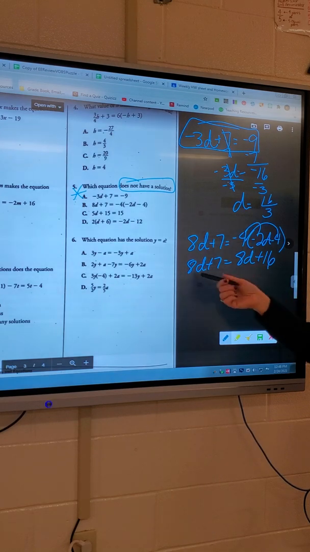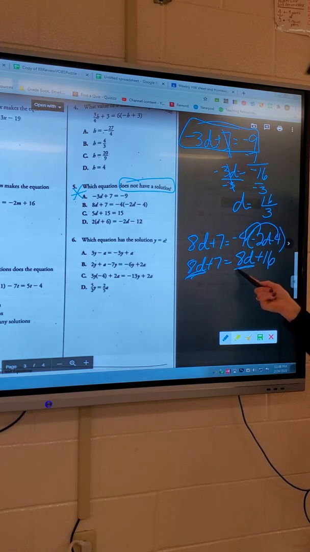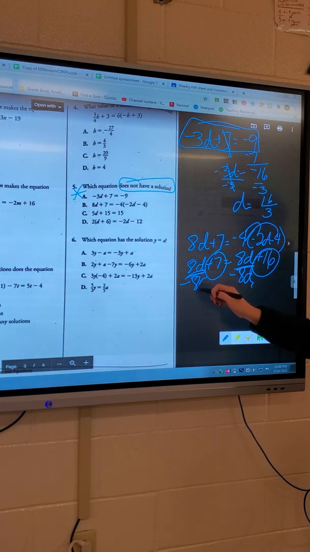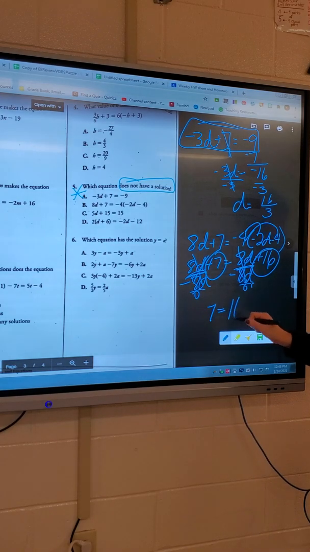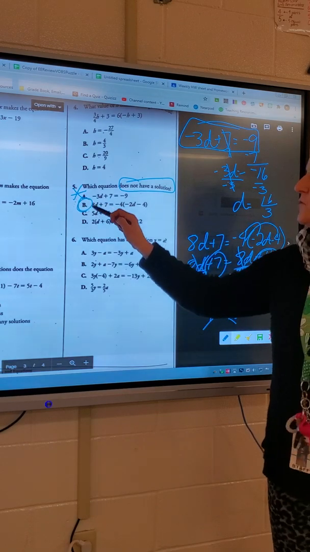What did I tell you? If the variable terms are identical and these are different, it's no solution. Because look at what happens. I'm going to subtract 8d to move it over, and that becomes 0. That becomes 0. So what I end up with is 7 equals 16, and that can't be. So it's no solution.